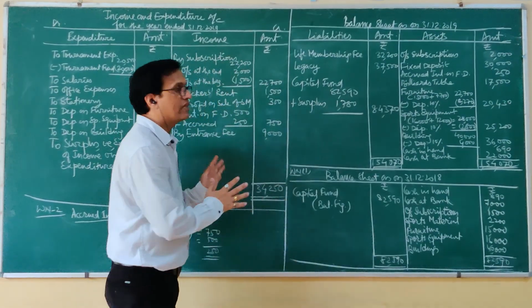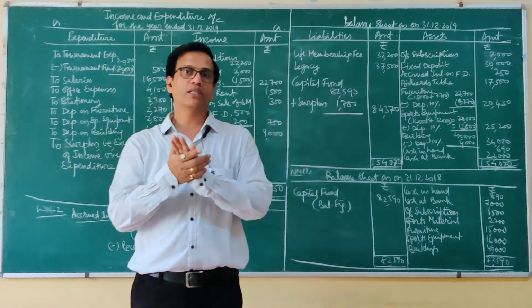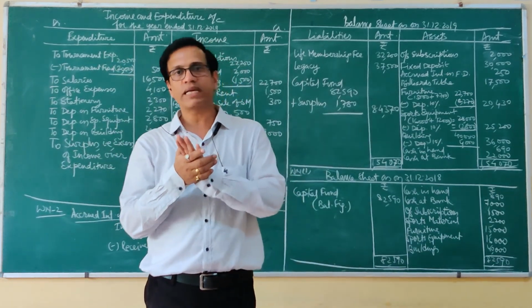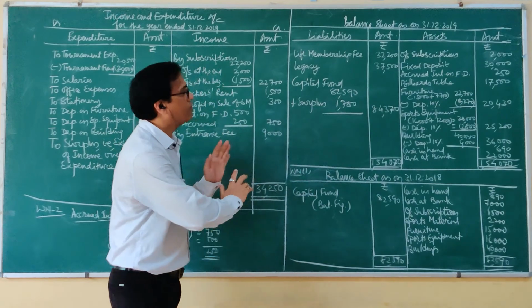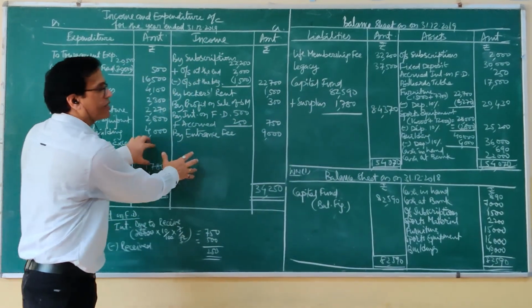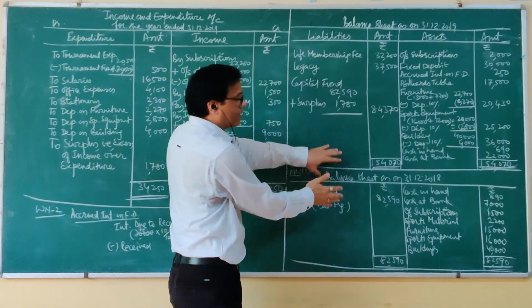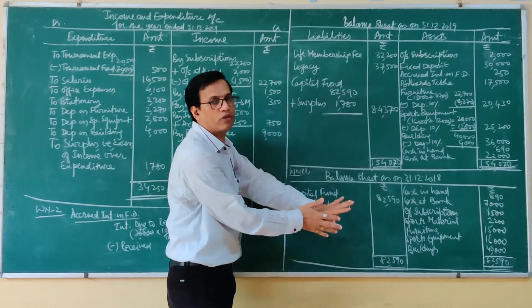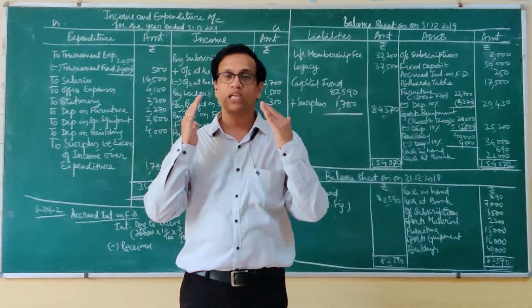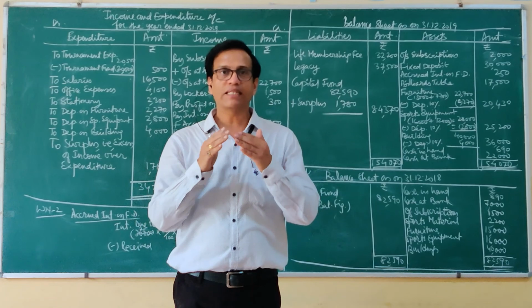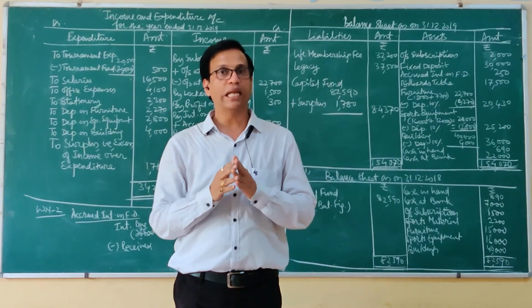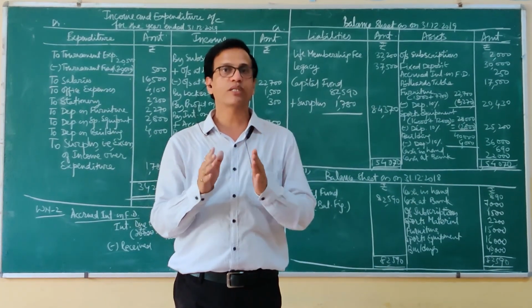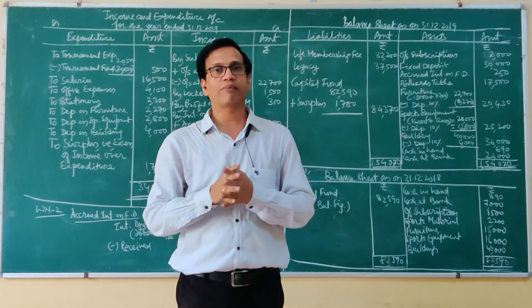So we have learned how to solve a question when receipts and payments account and additional information are given, and the demand of the question is to prepare income and expenditure account and closing balance sheet. And if opening capital fund is not given, then we prepare the opening balance sheet. So keep doing the questions. In the description, you will find a link for practice questions related to this type of questions.